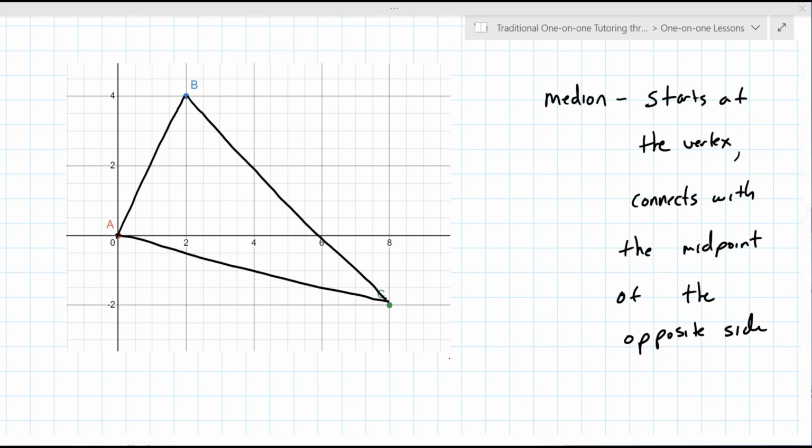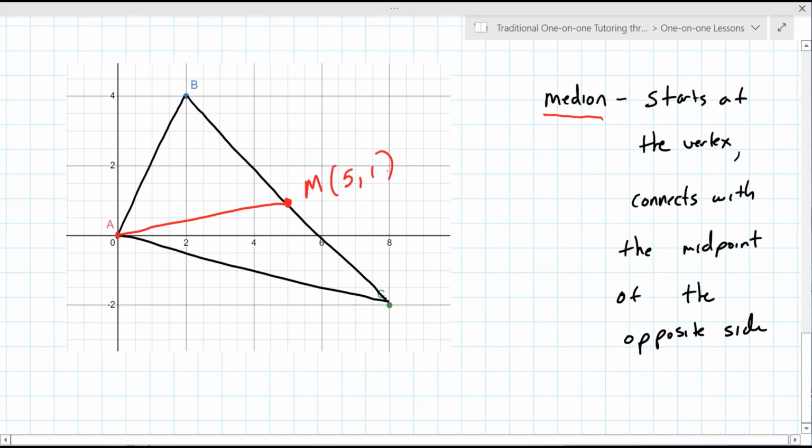Now I'm sure you prefer a drawing here. So let me draw a median that starts at A. So now you found the midpoint of BC to be 5,1. So the median goes from A to that point 5,1. So that's a median. Do you see how it connects the vertex A with the midpoint of the opposite side? This midpoint is at 5,1. You found that in the first thing that we did today. Do you see how this line connects the vertex and the midpoint? Yeah.